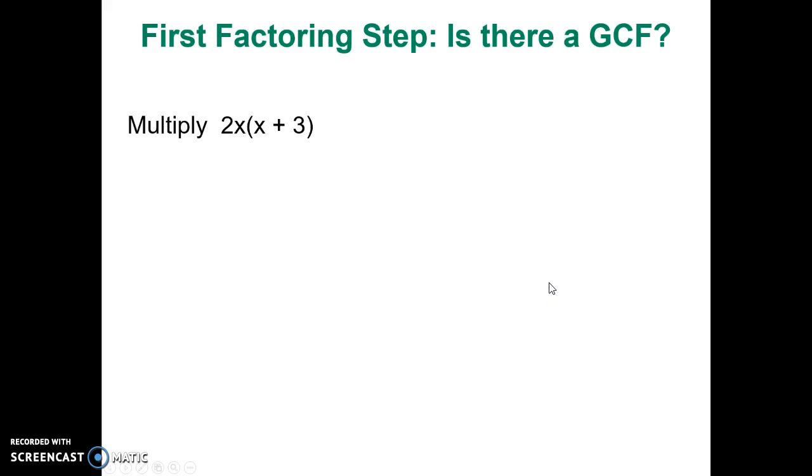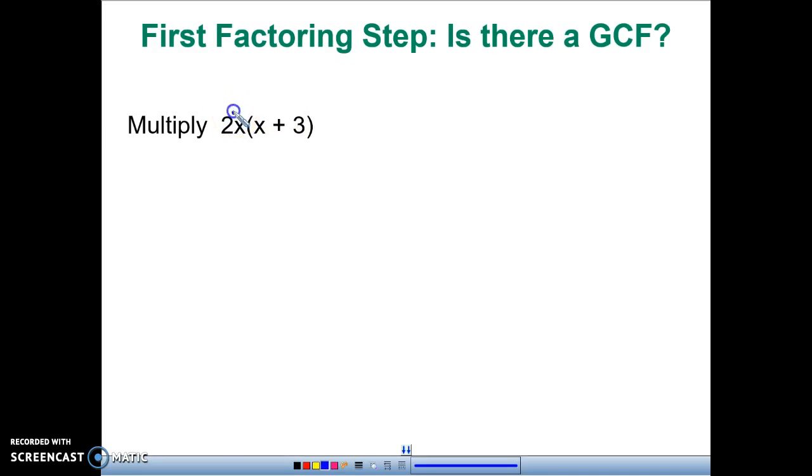Okay, our first step in factoring, is there a GCF? I'm going to ask you this every time. Is there a GCF? Well, before I talk about factoring out a GCF, let's take this expression and multiply it. Here I have a monomial, it's one term, being multiplied by a binomial, 2 terms. And we're going to use distributive property to do that. I'm going to take 2x times x, and that gives me 2x squared. Bring down your addition sign. I'm going to take 2x times 3. That's 2 times x times 3. We'll multiply the 2 times the 3, and you get 6x.